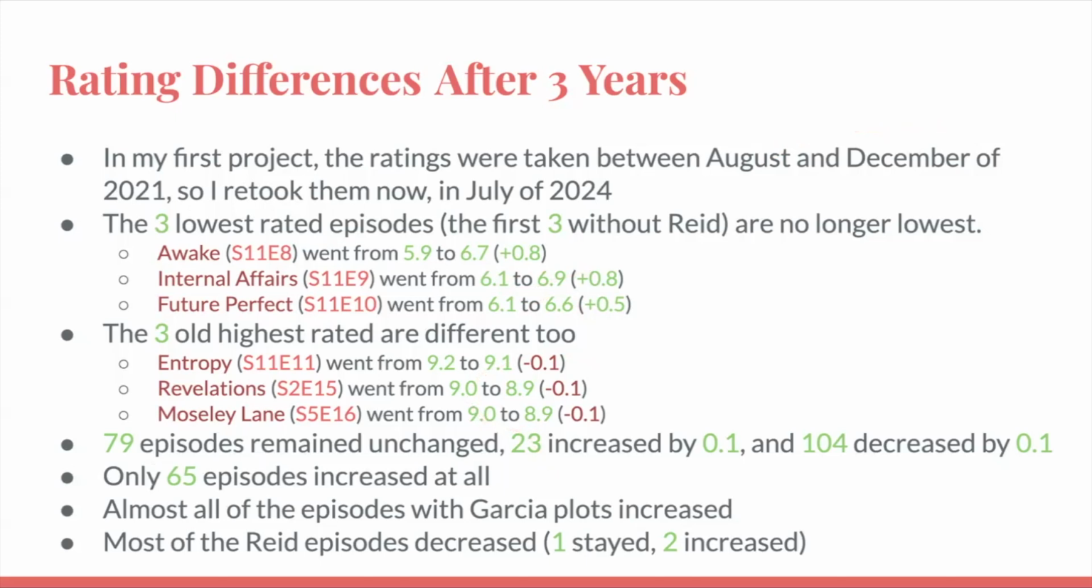23 increased by 0.1, and 104 episodes decreased by 0.1. And only 65 episodes increased at all. So, for the most part, the ratings went slightly down. And almost all of the episodes with Garcia plots increased. And most of the episodes with Reed decreased, with only 1 staying and 2 increasing.